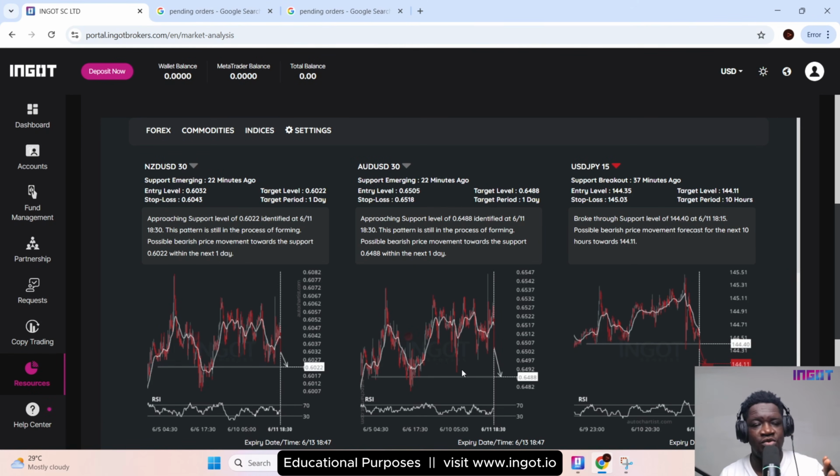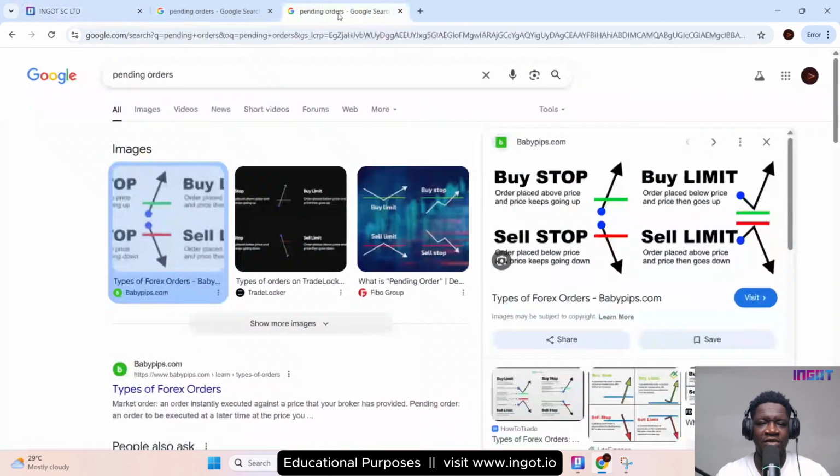However, with Ingot Brokers trading signals, you can do both. But from my point of view, I think pending orders would be good for Ingot Brokers trading signals. Now let's delve into them. Let's understand pending orders first.